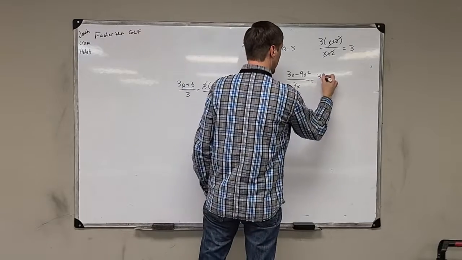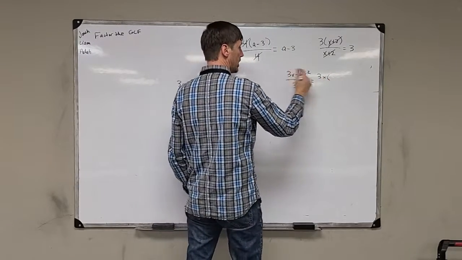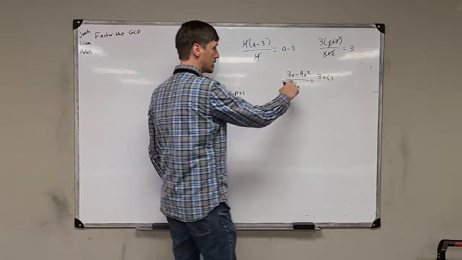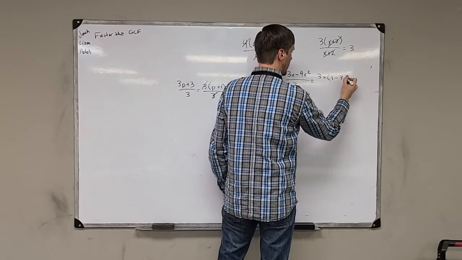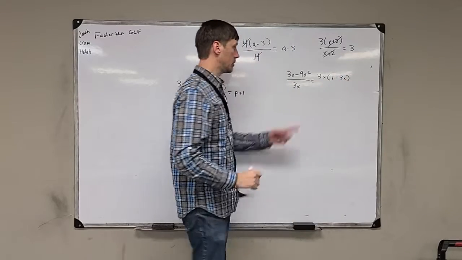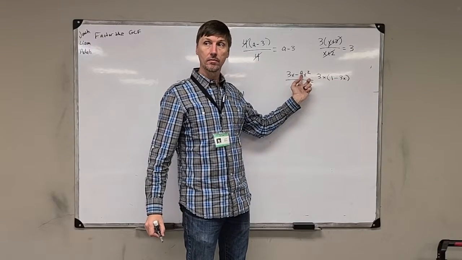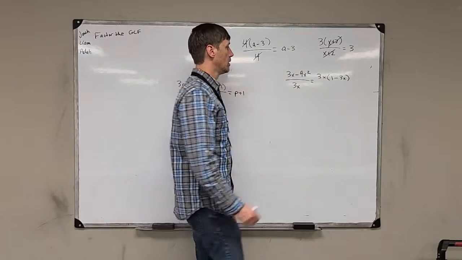All right, so 3x, we can factor that out. So 3x times what gives us 3x? Well, 3x times 1 gives us 3x. And 3x times what gives us negative 9x squared? 3x times negative 3x. Does everybody see that 3x times negative 3x is negative 9x squared? Right? So that's 3x factored out.